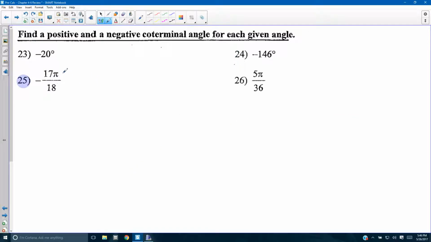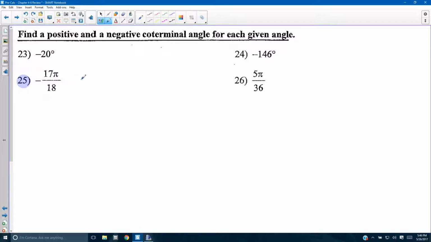Number 25, negative 17 pi over 18, coterminal to this one. And as I said back on number 23, I'm going to answer this question in radians. Now, what I'll see some people do with these problems is they'll convert this to degrees, then find coterminal angles, then convert them back into radians. And by all means, look, do it if it's comfortable to you.